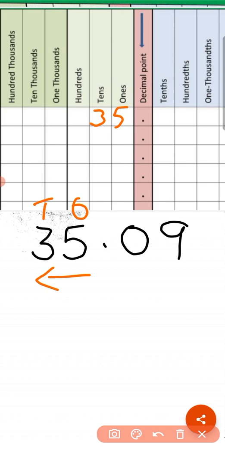Now the decimal part. Which are the digits? 0 and 9. Where is 0? At tenths place, because 0 is the first digit to the right side. First digit. So 0 tenths and 9 hundredths. Clear?